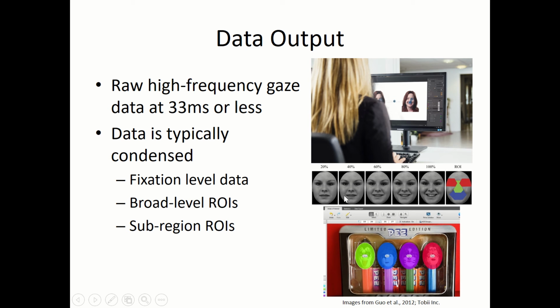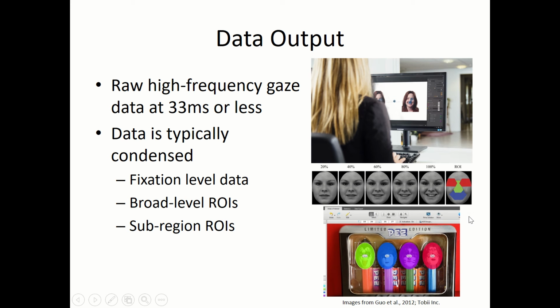you can have these setups where in your design interface you can draw a circle around each of the faces of the members of KISS here, and if a gaze fixation falls within that area, it'll record when that happens and for how long. You can get very sophisticated with this as well and define subregions. Like in this face, there's a red eye region, a green nose bridge region, and a blue mouth region.